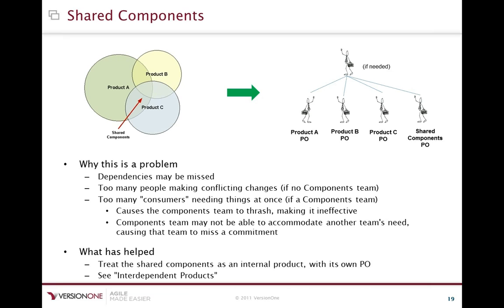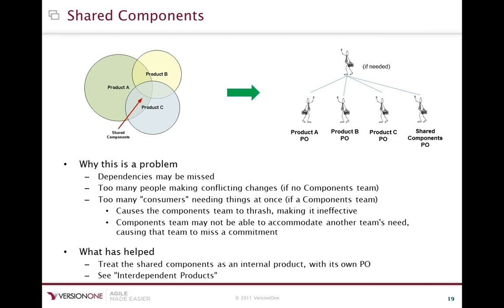This thrashing can also cause the components team to not be able to accommodate another team's need. In other words, if I'm the product owner for product B, I might be planning something for 3 sprints from now. I may be assuming I'm going to be doing something, and I'm going to need something from the shared components team. If the shared components team is stretched and thrashing like that, I may not be able to keep that commitment because I may not have what I need from them. I see this question come up a lot.